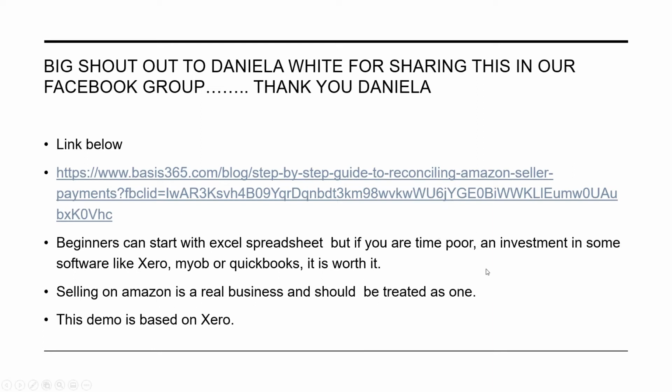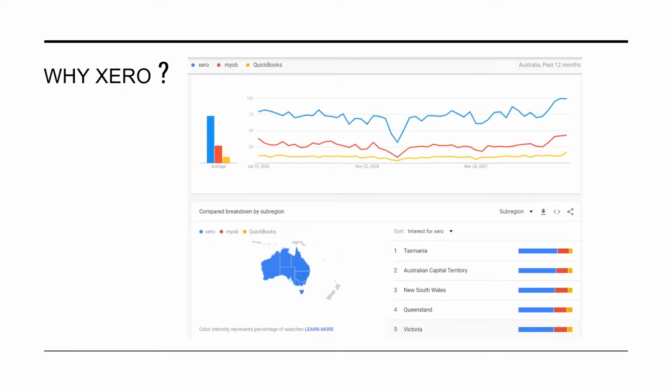Now, selling on Amazon is a real business and should be treated as one. And this demo has been based on Xero tonight. The reason why is I did Google Trends, and guess what? Most people in Australia use or look at Xero. So that's why we've picked that.